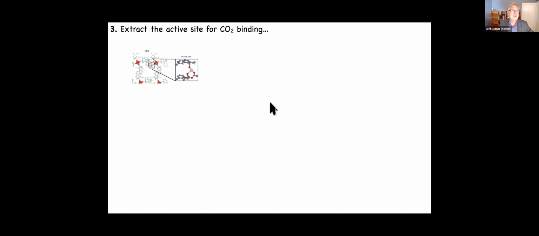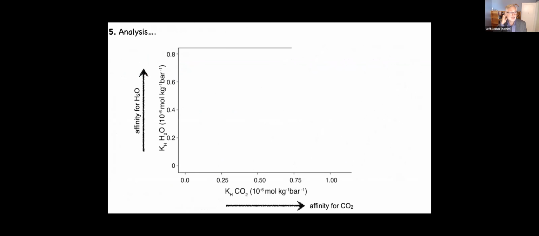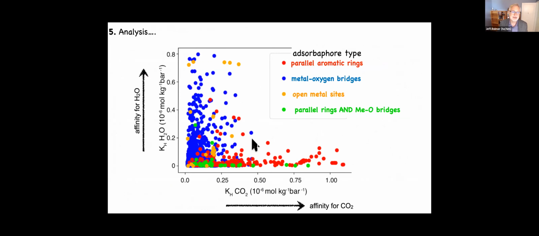Having calculated those sites, we're going to bin them into structural types using graph theory. These structural types are the adsorbophores. And those structural types can then be assessed further for whether they have an affinity for water and an affinity for CO2. Where we want to be is on this side of the axis, where we have a high affinity for CO2 and a low affinity for water. And these are some of the adsorbophore types as shown here.